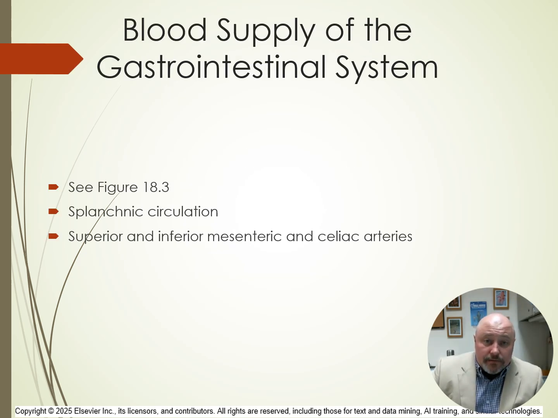The superior and inferior mesenteric and celiac arteries supply the stomach, small and large intestines, pancreas, and gallbladder. The liver has a dual blood supply and receives part of its blood supply from the hepatic artery. Circulation to the GI system is unique in that the venous blood draining the system empties into the portal vein, which then perfuses the liver. This portal vein supplies approximately 70 to 75% of the liver's blood flow.